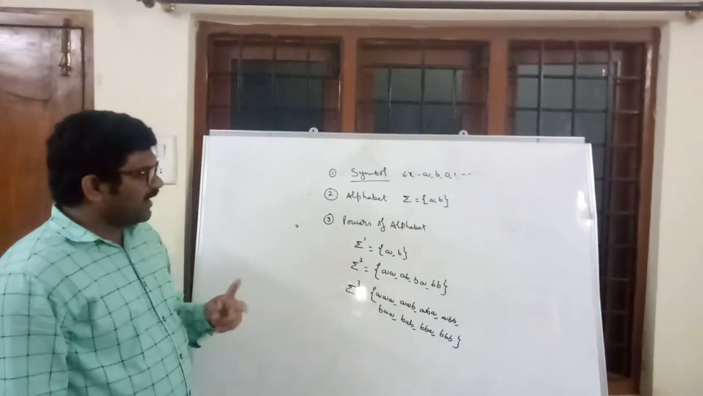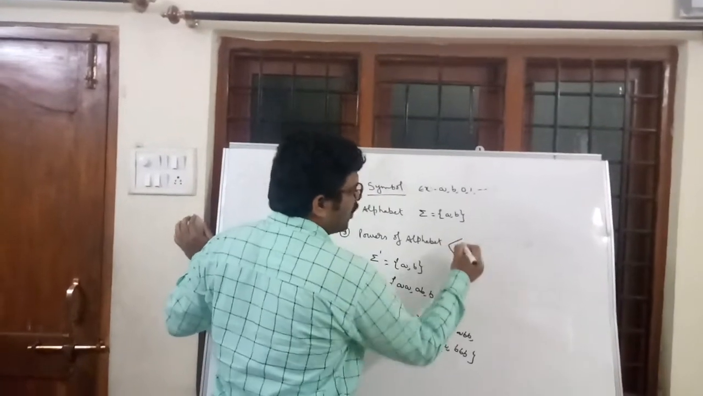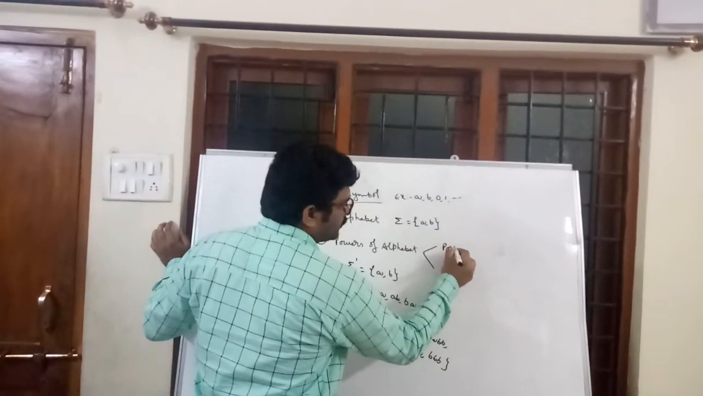Now, in the powers of alphabet, there are 2 major things. Everyone should learn these 2 things. One is what we call the positive closure.